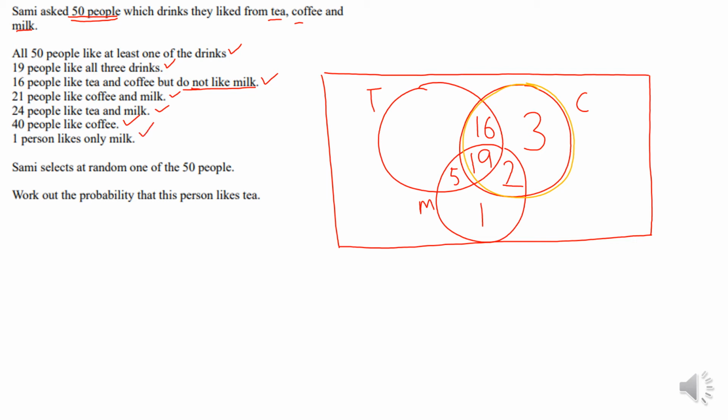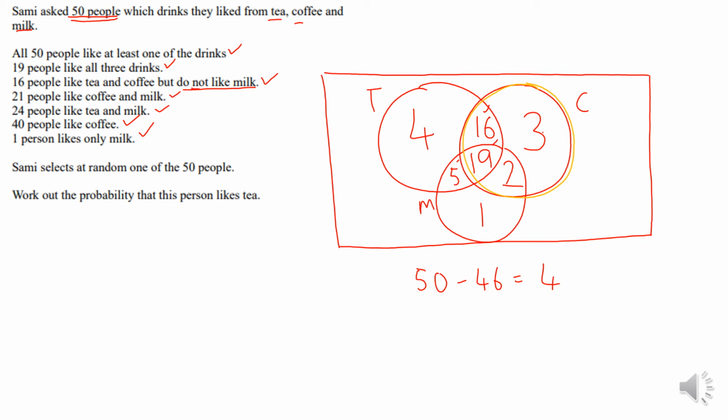Now this is almost complete, but remember the question said up here Sammy asks 50 people, so in total we need to make sure what these answers add up to. And if you write here 16 add 19 which is 35, add 5 which is 40, add 3 which is 43, add 2 which is 45, add 1 which is 46. So in total you have to write down 50 minus 46 and that equals 4, and that 4 goes just on the T section alone, just on the T section. Now what you would notice now is if you add all them numbers together you make 50 up there.